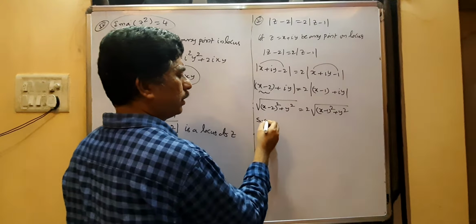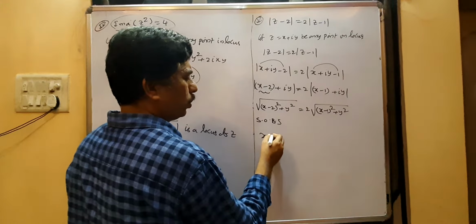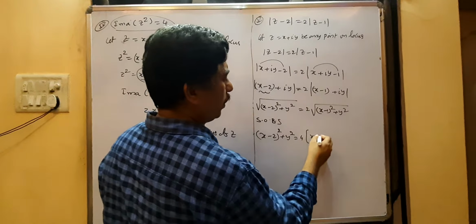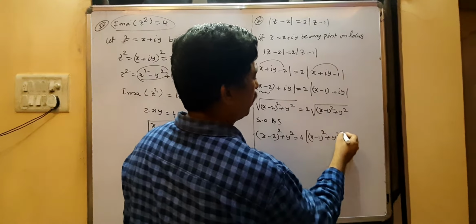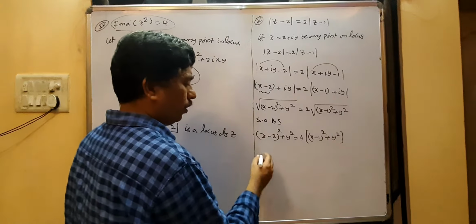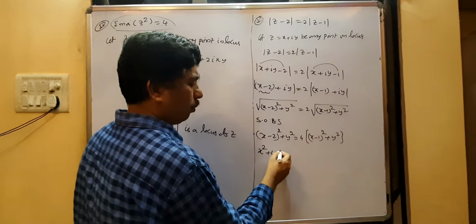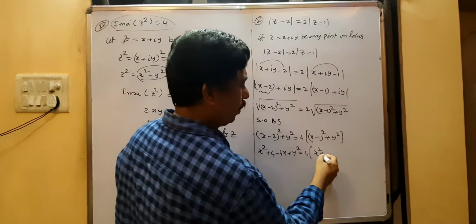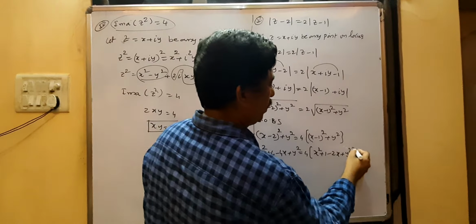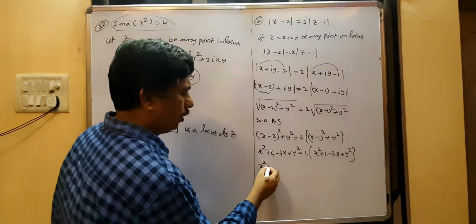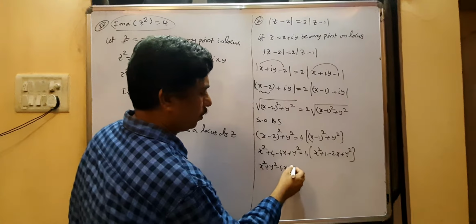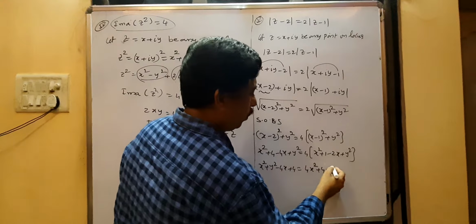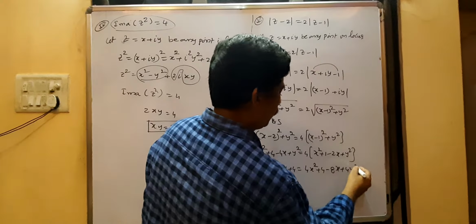Squaring on both sides, the root and square cancel. x minus 2 whole square plus y square equals 2 square, that is 4 times x minus 1 whole square plus y square. What is a minus b whole square here? a square minus 2ab plus b square. So x square plus 4 minus 4x plus y square equals 4 times the expansion, x square plus 1 minus 2x plus y square. So this is x square plus y square minus 4x plus 4 equals 4. You can multiply inside: 4x square plus 4 minus 8x plus 4y square.